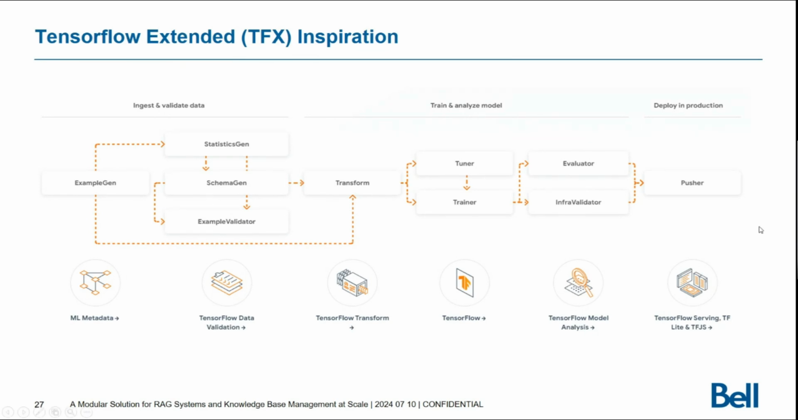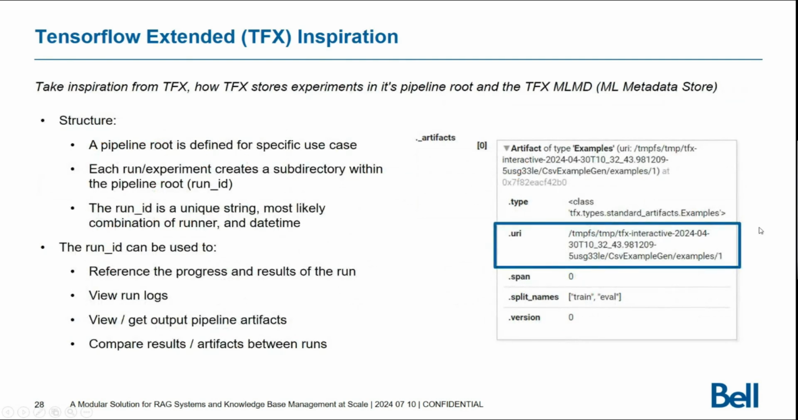The pipeline root essentially is defined for a specific use case or pipeline, and each experiment and run for that pipeline creates a subdirectory within that pipeline root. The run ID is a unique string that's generated for each run and is most likely a combination of runner and date time. In TFX, you can use the run ID to view logs for a run, download the artifacts from a run, and compare the results of different runs. This is what we tried to emulate. We tried to emulate the same behavior in our knowledge base management solution.